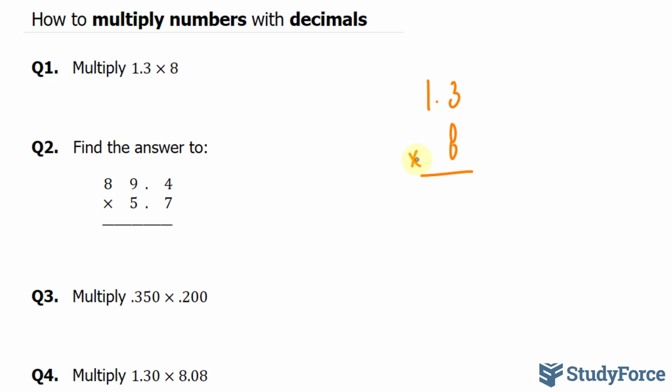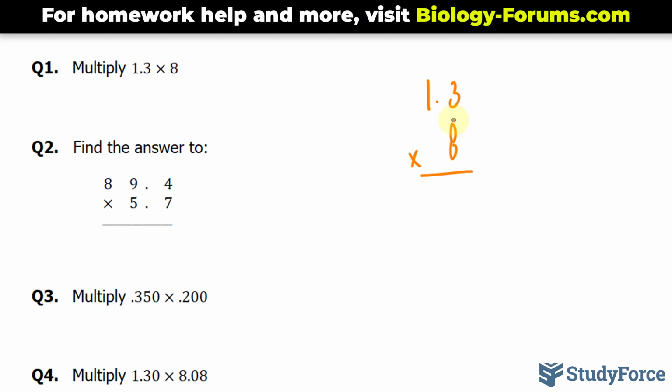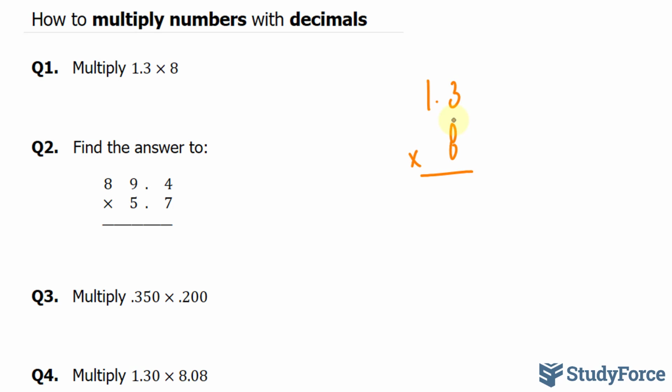Notice that I've placed the number with more digits at the top and the number with 1 digit at the bottom. This is done to better organize our work. Also, when it comes to multiplying numbers with decimals, you want to pretend that the decimal isn't even there. You want to multiply this as if it were 13 times 8. And then, after you come up with your product, you will account for the decimal. And I'll show you how in a moment.